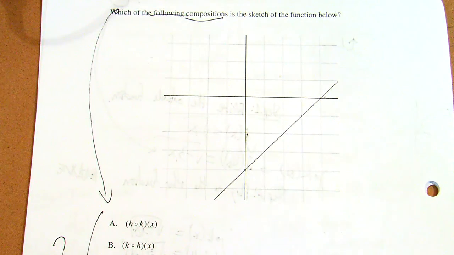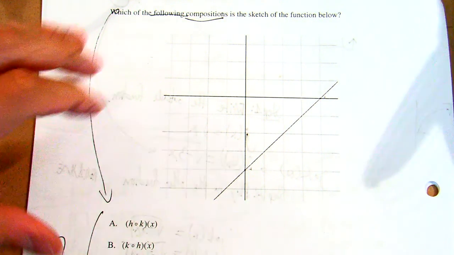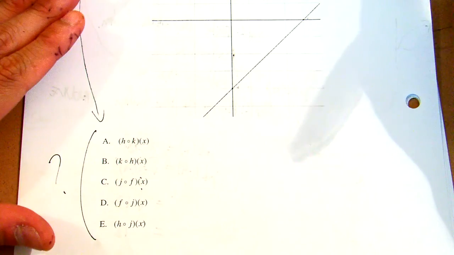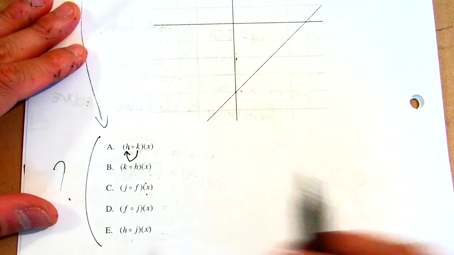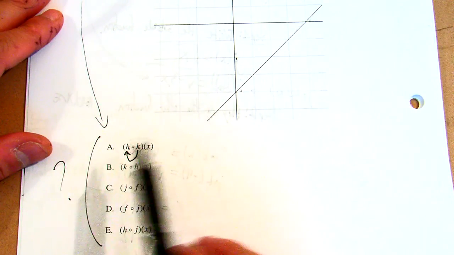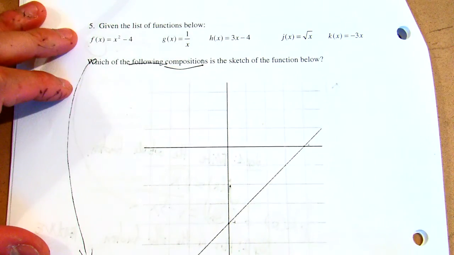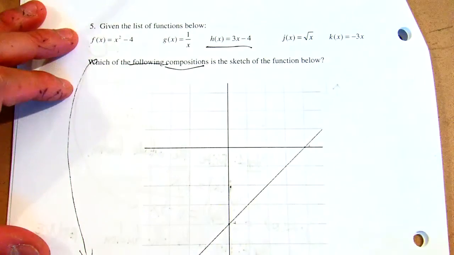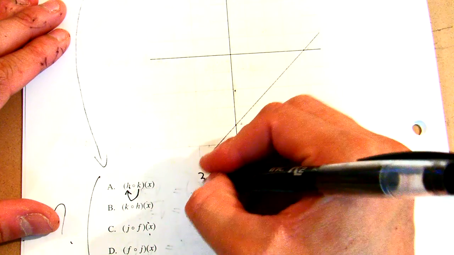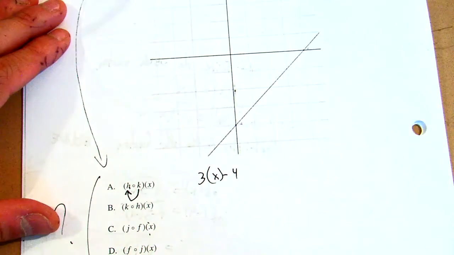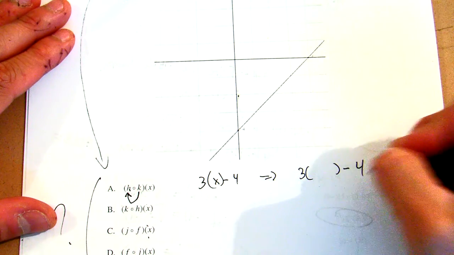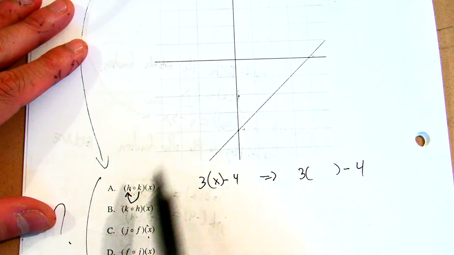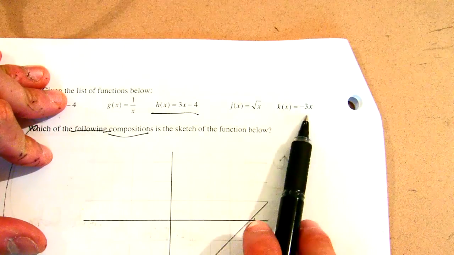So you're going to have to compose each one. So you're going to have to do them, put one inside the other and just figure it out basically. So we're going to just do this step by step. So we're going to first do h of k. So we're going to put, h of k of x. So we're going to put k inside of h. So we're going to first write down what h is. H is 3x minus 4. So 3x minus 4, and now we're going to put a blank there. So 3 blank minus 4, and what are we going to put inside of h is k, and k is negative 3x.